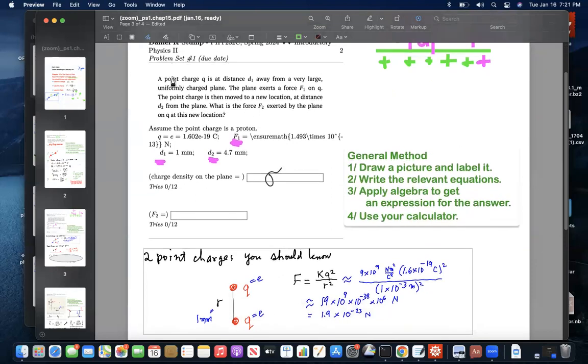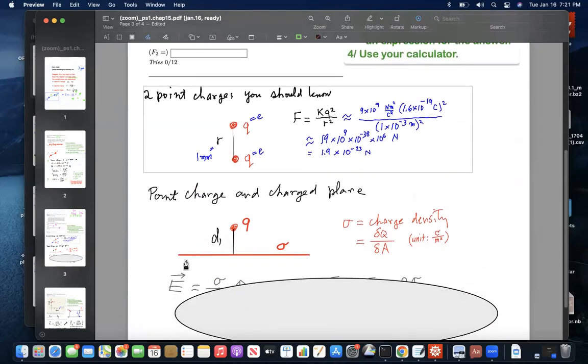So now let's go ahead and do the homework problem. So step one, draw a picture and label it. Okay, here's the picture. I have a charged plane. I label it with the charge density sigma. I don't know what sigma is. That's going to be part of the problem. But I can label it. There'll be some charge density.